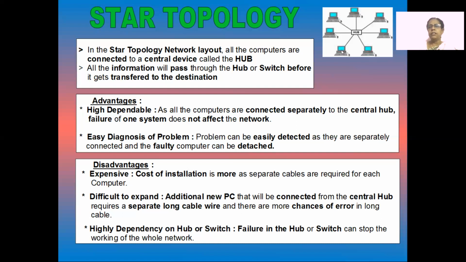So the data does not travel directly from one computer to another, but goes through a hub, which is the central device. What are the advantages? It is very highly dependable, because everything is connected separately from the central hub. Even if one system gets affected, we can just remove that plug and disconnect that system, and other systems continue to work. And it's very easy to diagnose a problem because they are separately connected.